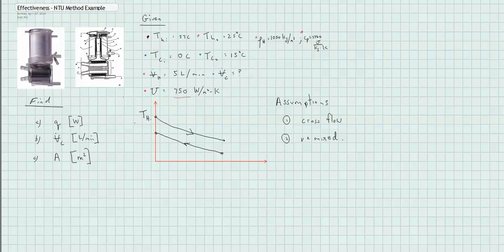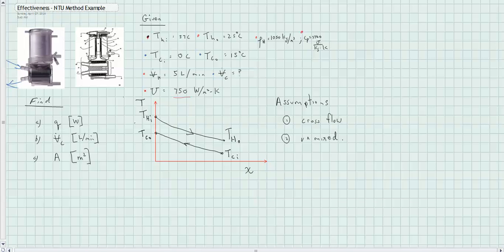So this is T hot in, T hot out. This is T coolant in, T coolant out. This is obviously a temperature scale, and this is a length scale. We usually call it X if we call it anything, but it's the flow along this heat exchanger. And it's shown over here, so it turns out that the coolant is coming in here and out there, and the bloodstream comes in here and out there. That's a view of the pattern here. A cutaway is shown there.